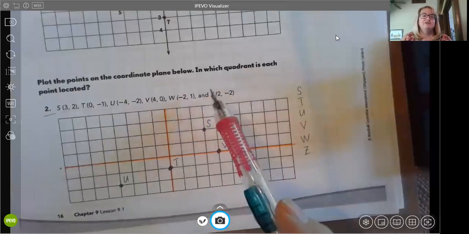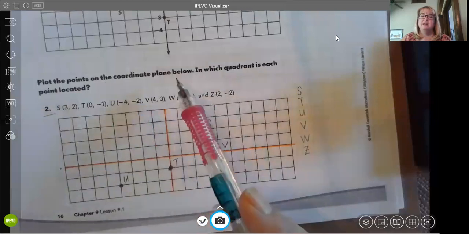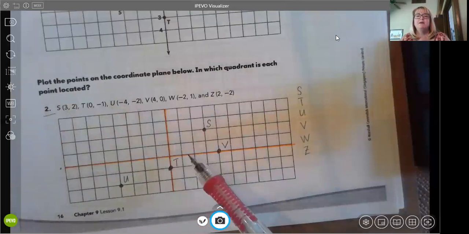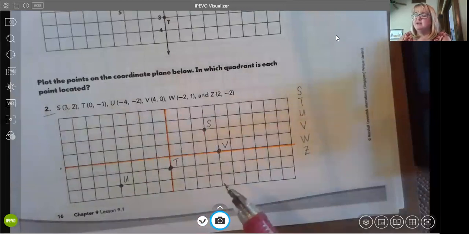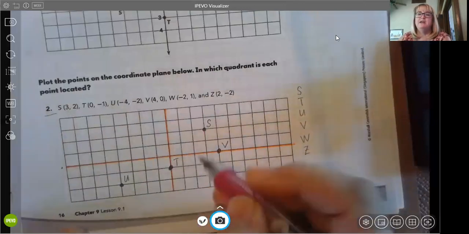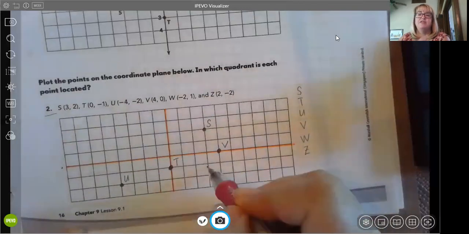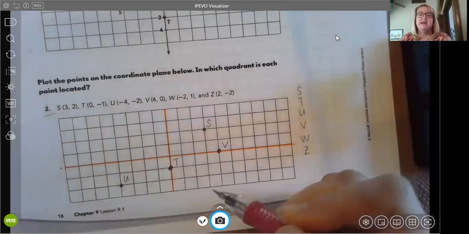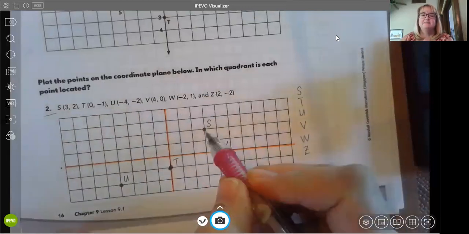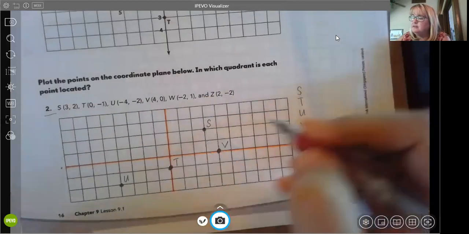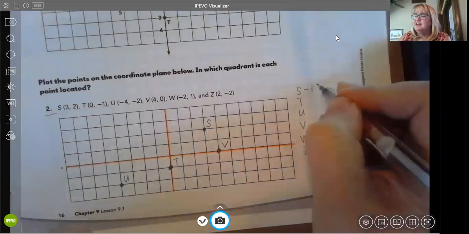Now, that is the first part: plot the points on the coordinate plane. I've done 4 with you, and you do 2 on your own. And then it says, in which quadrant is each point located? Remember the quadrants. Remember the letter C? This would be first, second, third, fourth. So let's look at S. Where is S? S is in the first quadrant. So we're going to write first.